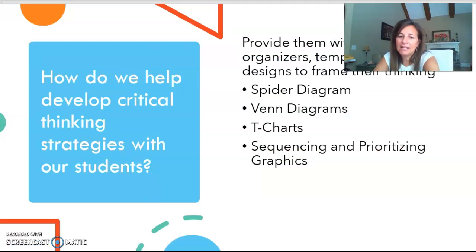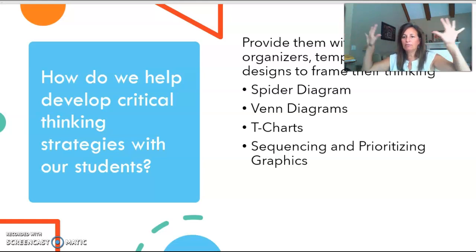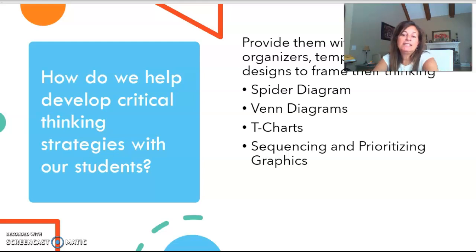And here are some examples that you can use. The author suggests providing them with graphic organizers, templates, and designs to frame their thinking. So getting them to use a spider diagram to start branching out their ideas, using a Venn diagram or a T-chart to compare and contrast, using sequencing and prioritizing graphics to find the order of importance.